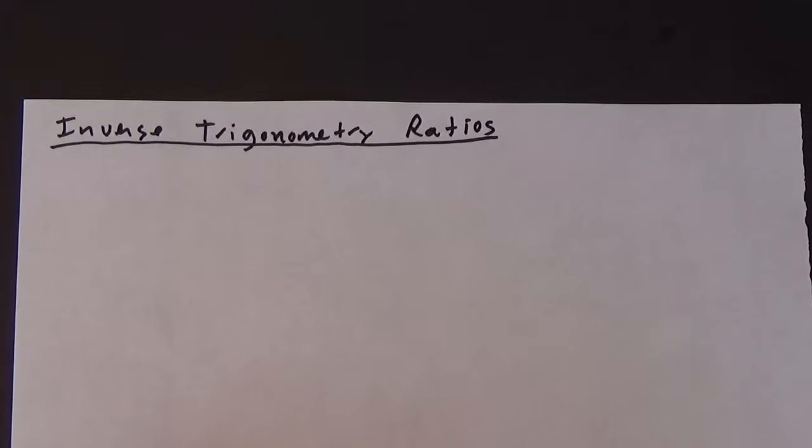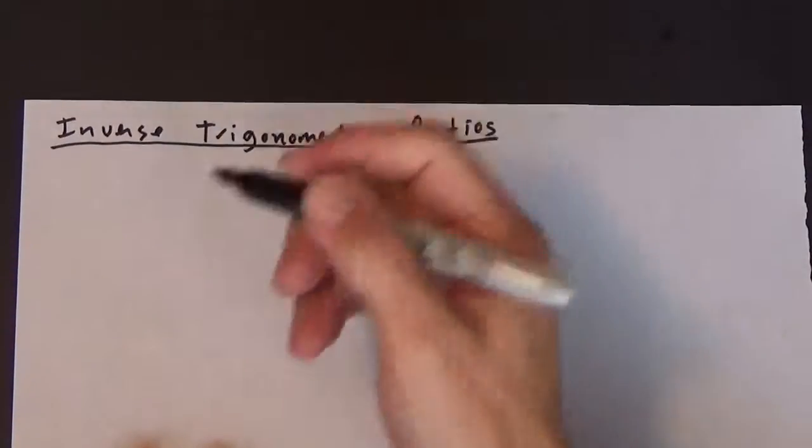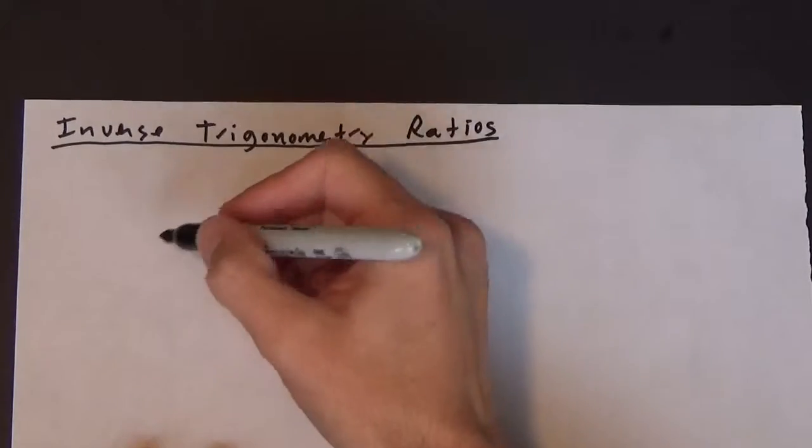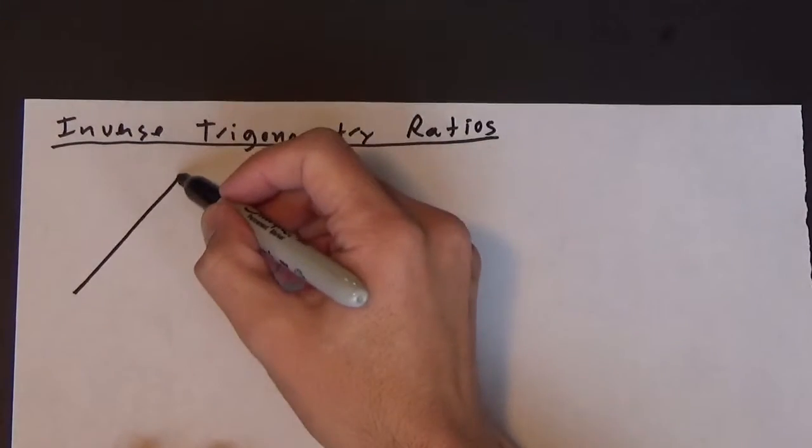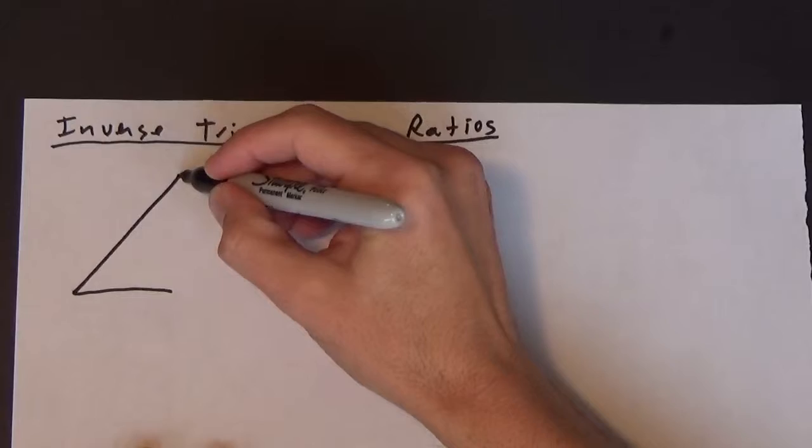Okay, so in this video, we're going to look at a concept called an inverse trigonometric ratio, or inverse trigonometry ratios. All right, so let's see what problem we need to use inverse trig ratios for. Let's say we start off with this right triangle here.